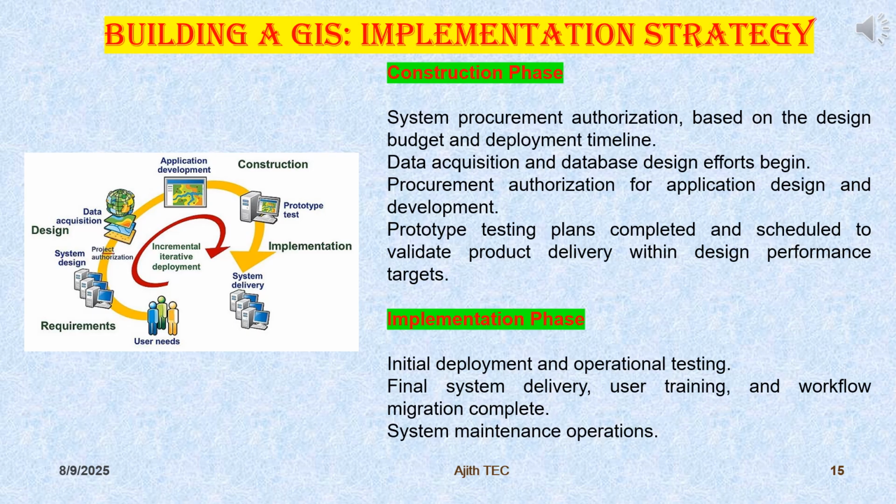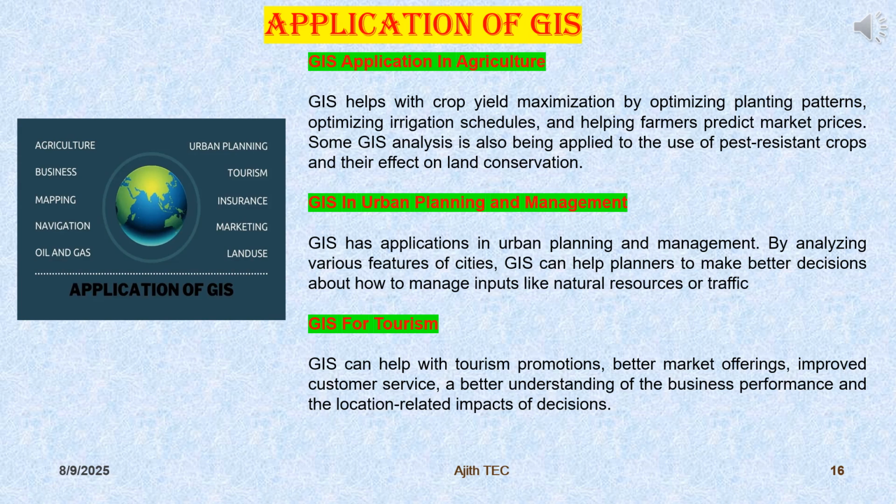System maintenance operations. Application of Geographic Information System. GIS application in agriculture. GIS helps with crop yield maximization by optimizing planting patterns, optimizing irrigation schedules, and helping farmers predict market prices. Some GIS analysis is also being applied to the use of pest-resistant crops and their effect on land conservation. GIS in urban planning and management. GIS has applications in urban planning and management. By analyzing various features of cities, GIS can help planners to make better decisions about how to manage inputs like natural resources or traffic. GIS for tourism.